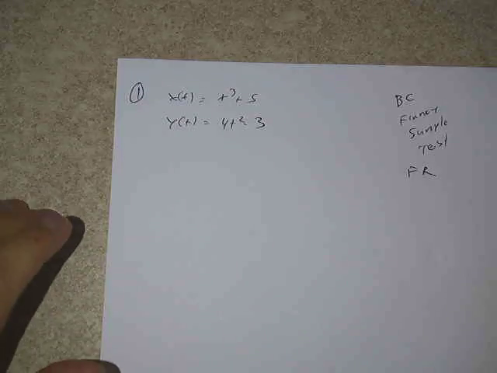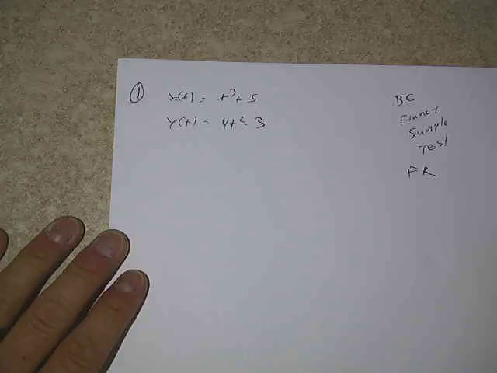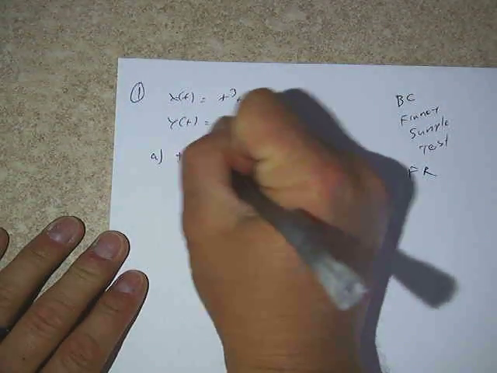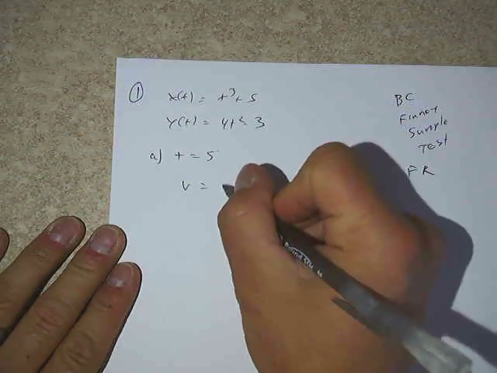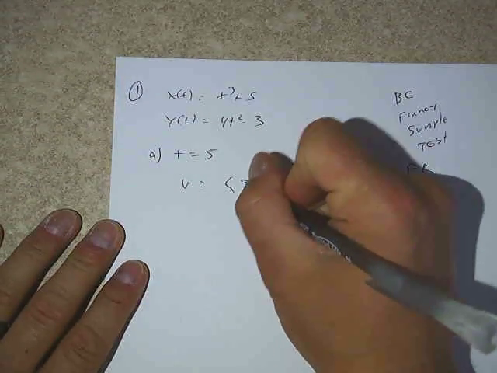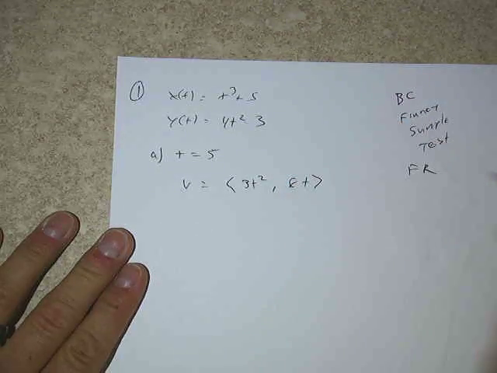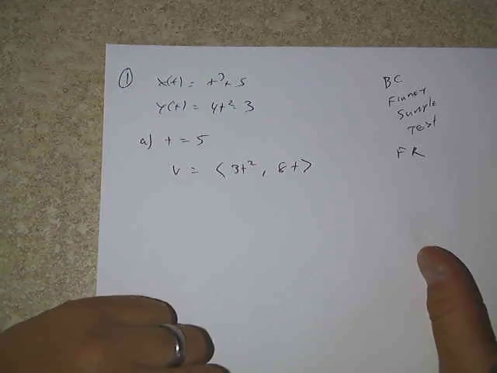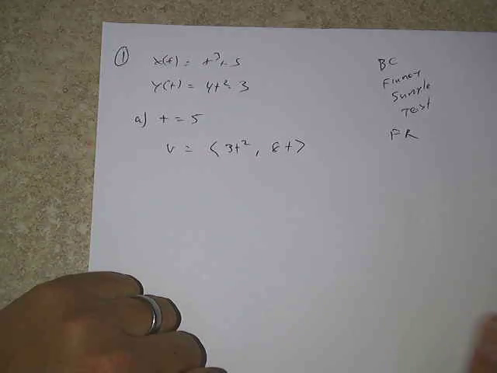And in part A, it says for time 5, find the velocity vector and its magnitude. Okay, so for part A, we got time 5, and we want to find the velocity vector and its magnitude. We know that the velocity vector is going to be the derivatives of each of the two components for x and y. So we should have 3t squared and then 8t. So that ultimately would be the velocity vector.